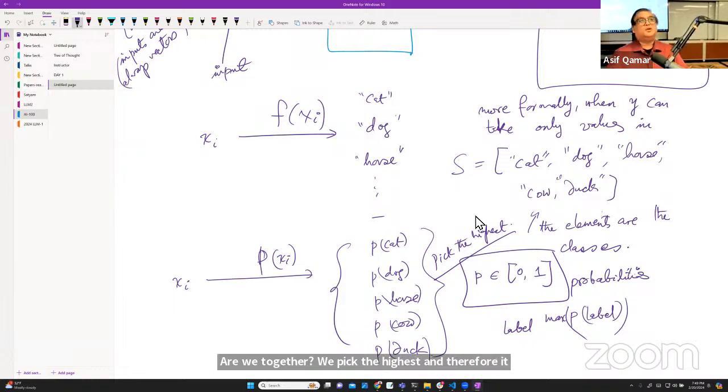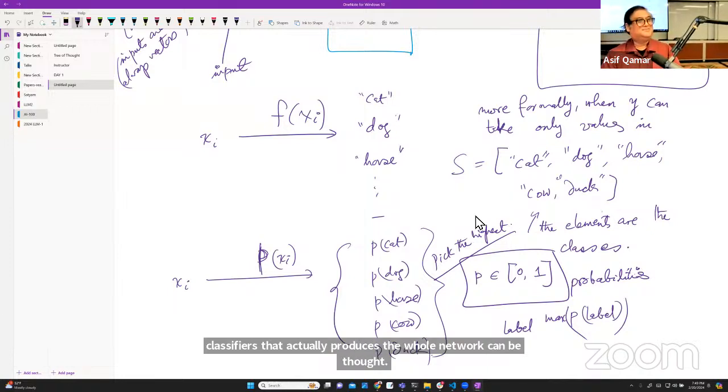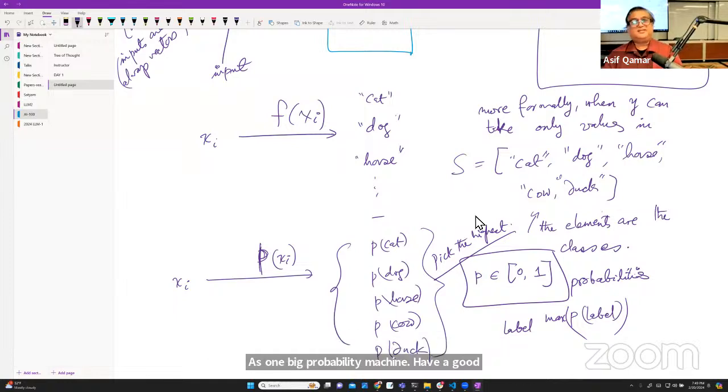Now it turns out that neural networks belong to those classifiers that actually produce probabilities. The whole network can be thought of as one big probability machine. When you're trying to classify things, like identify cat, dog, horse, whatever, you can think of the neural network as just one giant probability function. So, can I think of label as a variable, a string variable or a character variable? Yeah, you can think of it as something like that. That's how it comes.